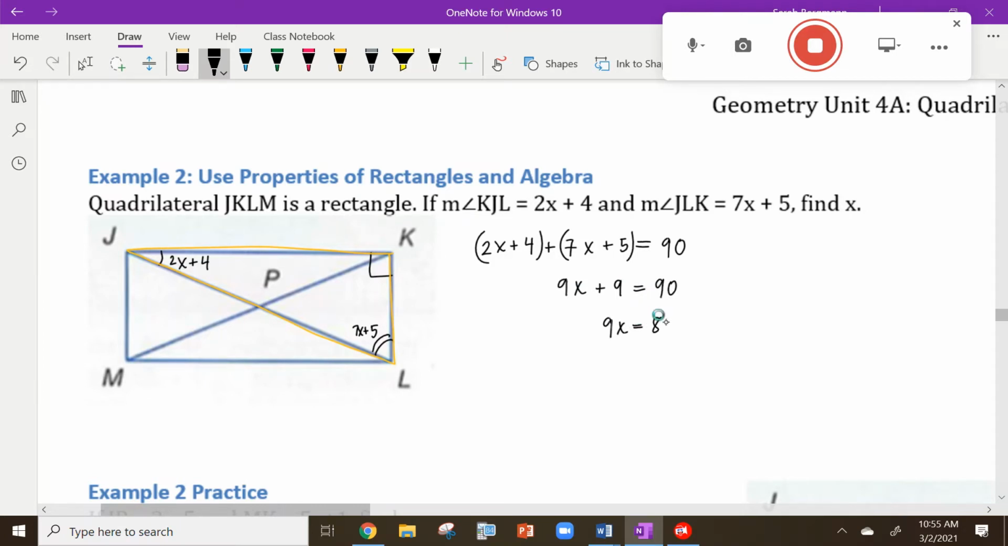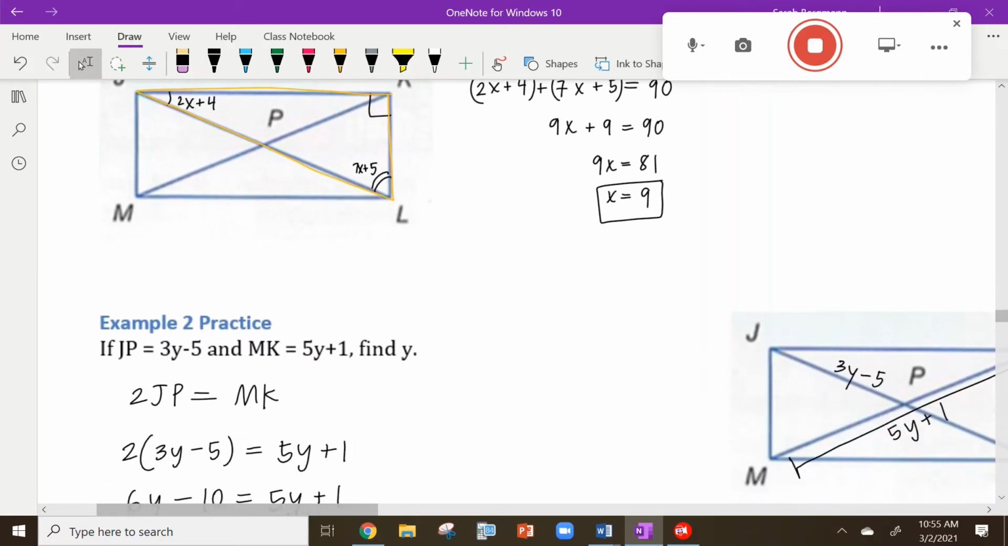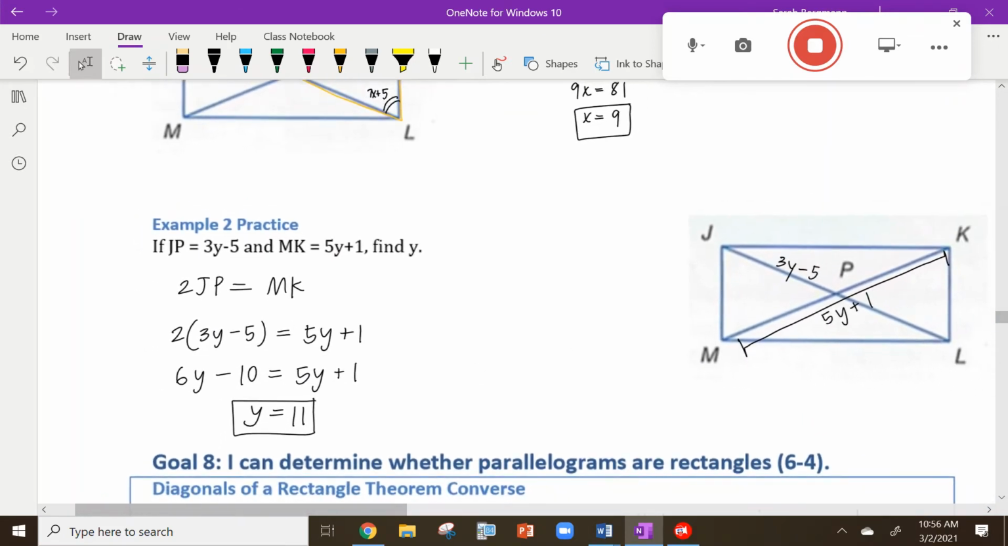Subtract 9 on both sides, you get 9x equals 81. Divide both sides by 9, and you'll get x equals 9. I want you to try the practice problem shown below. Here's the correct answer.